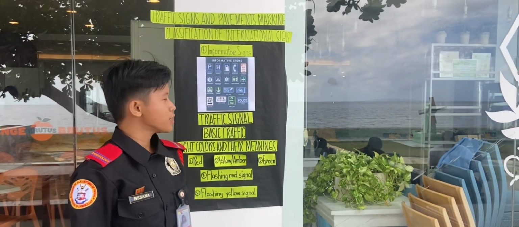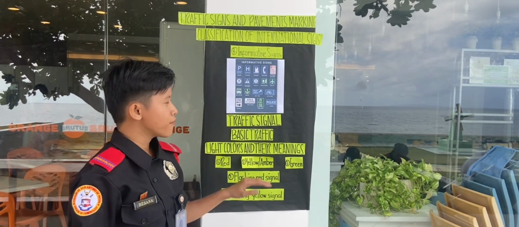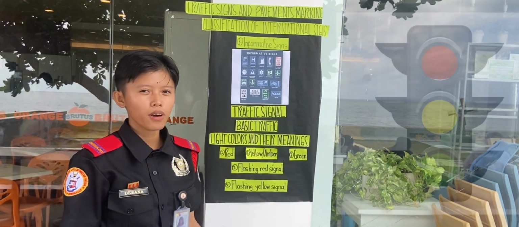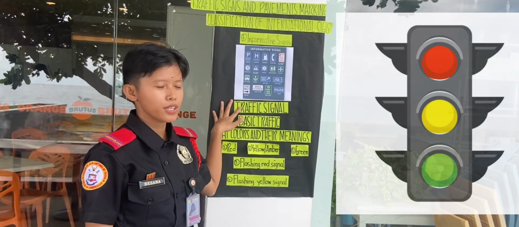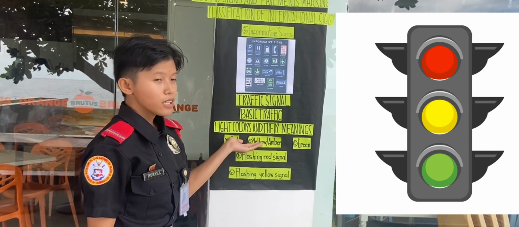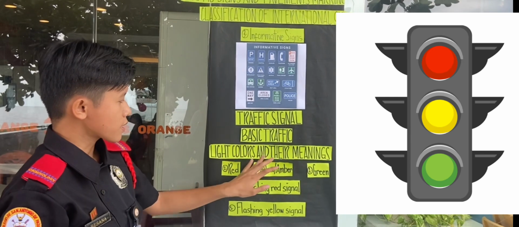So let's go on to the traffic signal light. Traffic signal light is commonly observed in the traffic way, most especially at intersections. So traffic signal light helps to control the flow of traffic. And also, traffic signal light is composed of three different colors: the red, the yellow or the amber, and the green. Let's move forward to the light colors and their meanings.